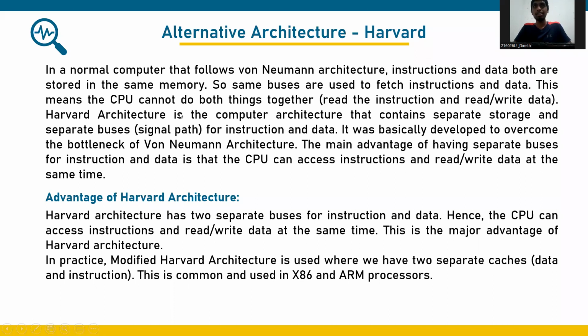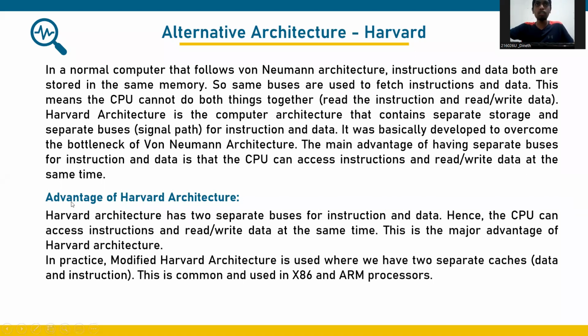Harvard architecture is the computer architecture that contains separate storage and separate buses, signal paths, for instructions and data. It was basically developed to overcome the bottleneck of von Neumann architecture. The main advantage of having separate buses for instructions and data is that the CPU can access instructions and read and write data at the same time.